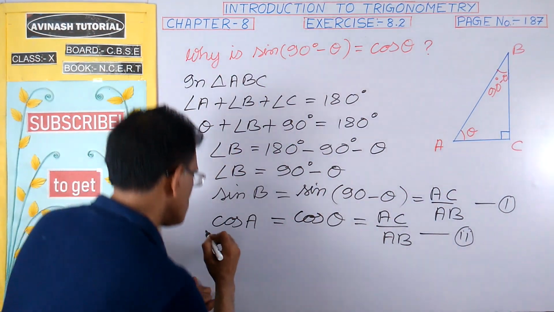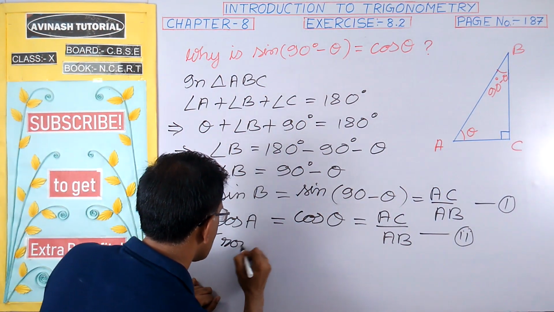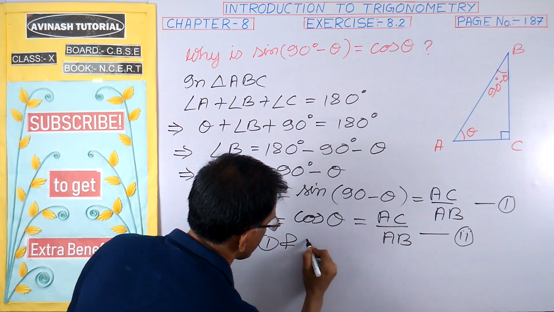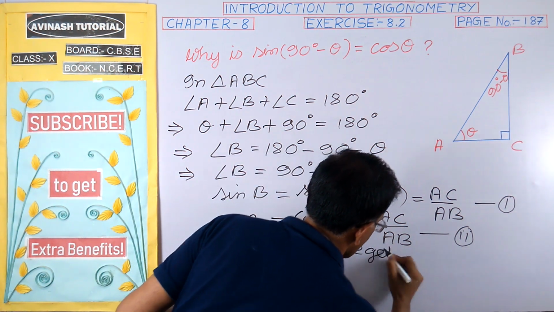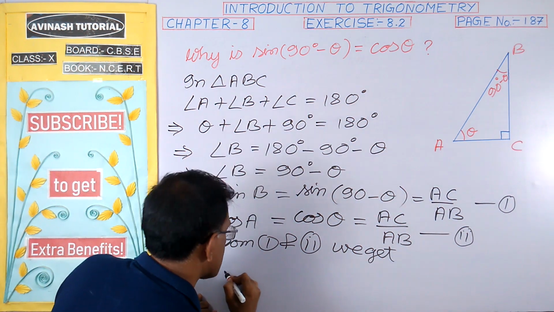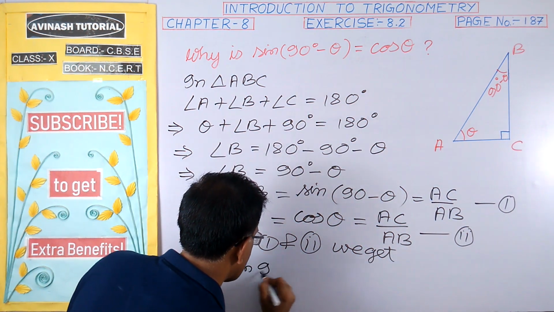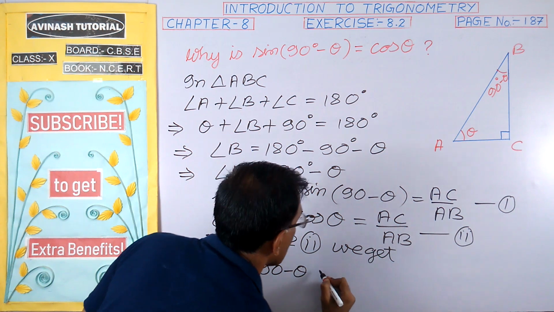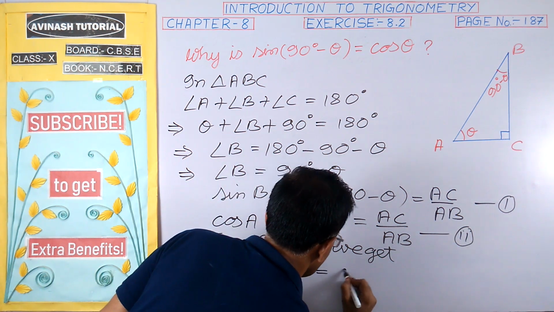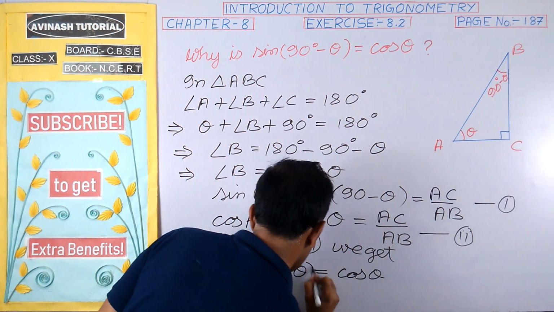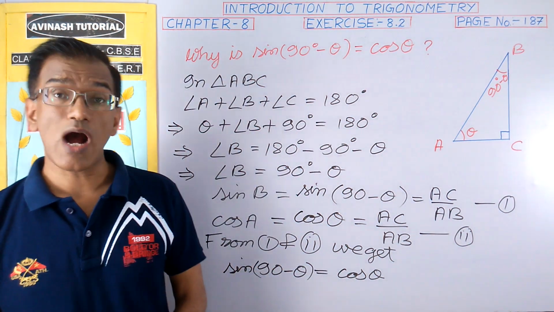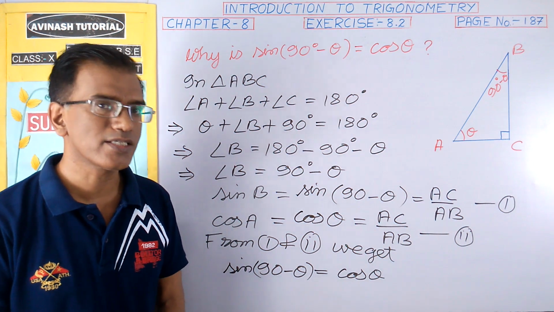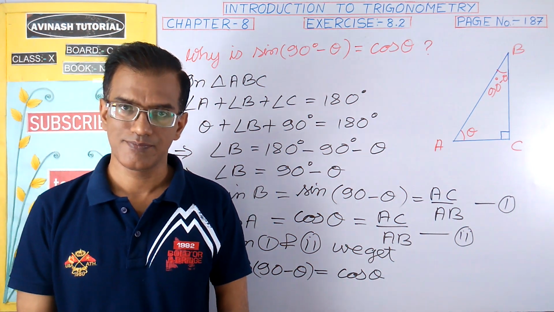From 1 and 2, we get, what do we get? Sine 90 minus theta is equal to cos theta. I hope you must have understood why sine 90 minus theta is cos theta.